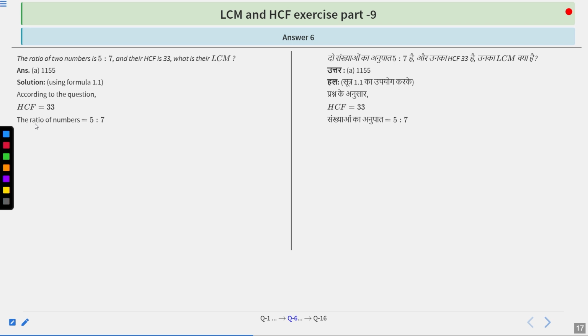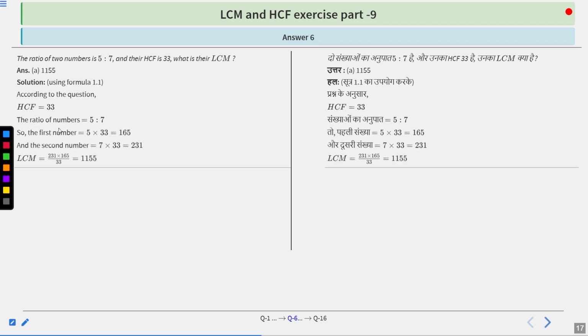Now, we are going to use formula 1.1 to solve this question. Here the HCF was given, that is 33, and the ratio of numbers was also given, 5:7. So if the ratio of numbers is given, then we can find out the numbers also. So the first number is 5 into 33, that is 165. And the second number becomes 7 into 33, that is 231.